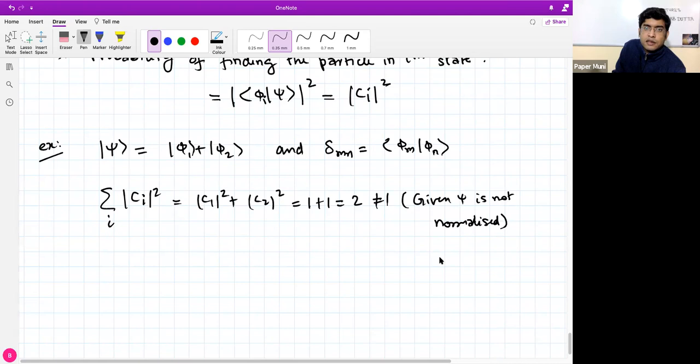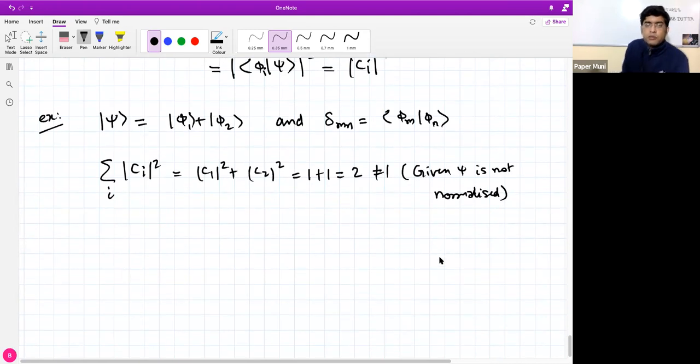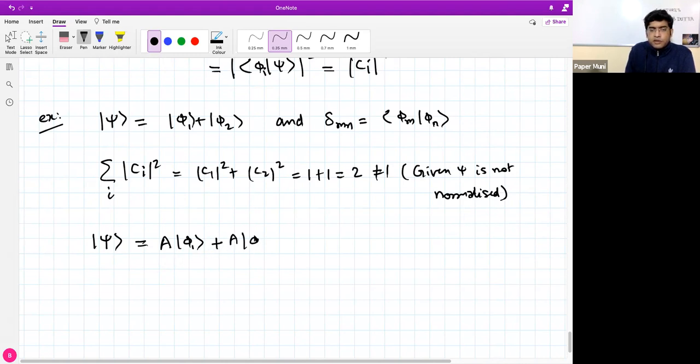So in this case, we have to normalize this. How will you normalize it? You can simply normalize like this. Psi is equal to, let's say, the normalized psi. We know that any acceptable wave function can be normalized by multiplying by an appropriate factor. So let's say that A is the appropriate factor, or the normalization factor. If we write it like this, now we apply the normalization condition.